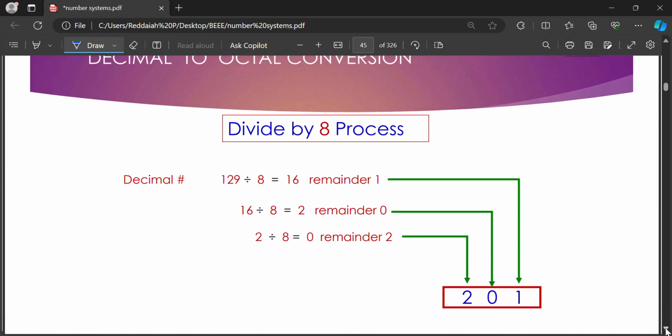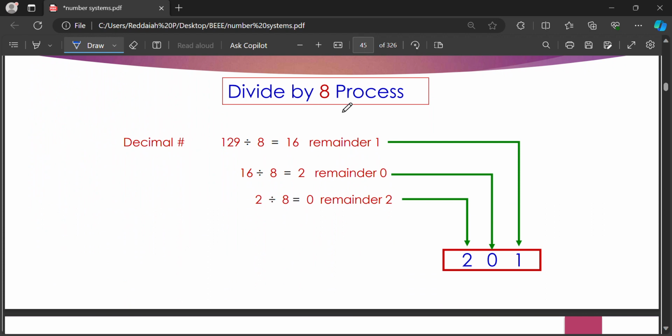Decimal to octal conversion is important. A decimal number is 129. We have to divide by 8 to get the octal number. Octal base is 8, hence we have to divide. Similarly, for the octal number 201, if you want to get the decimal number, it is multiplied by 8 power 0, 8 power 1, 8 power 2. If you multiply this, you will get 129. That means divide by 8 to convert decimal into octal, whereas to convert octal to decimal, we have to multiply with 8 power 0, 8 power 1, 8 power 2.